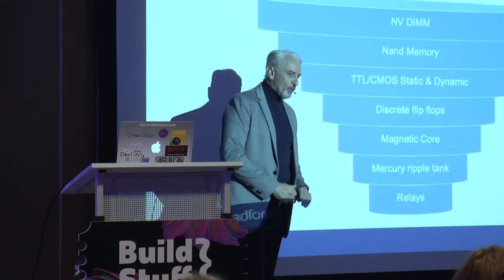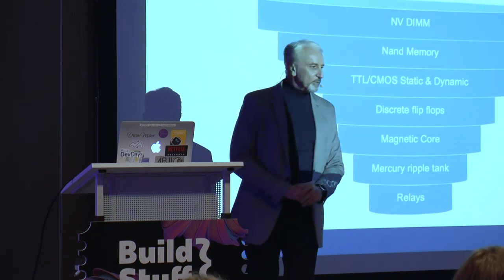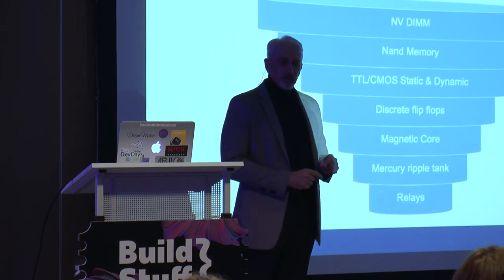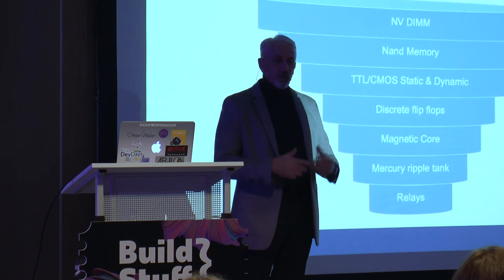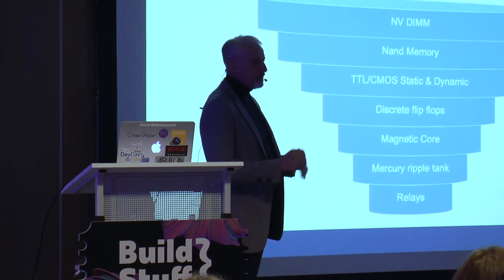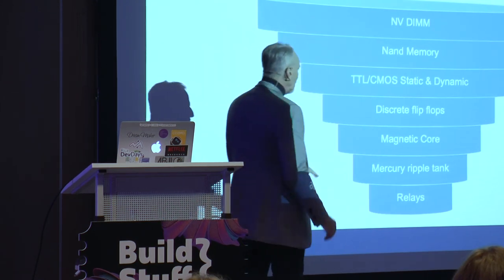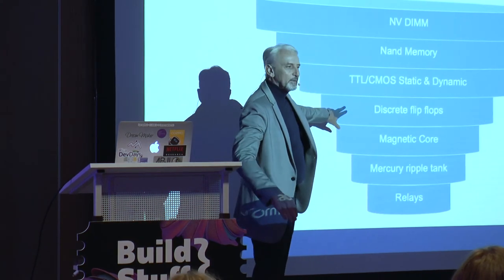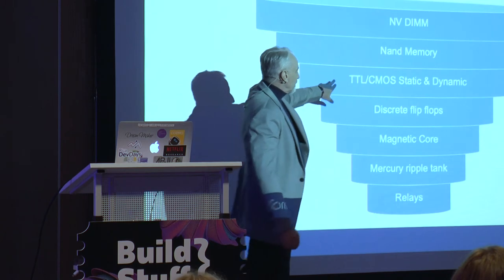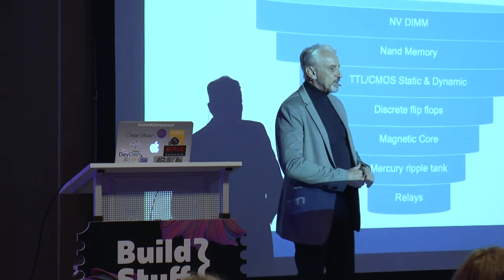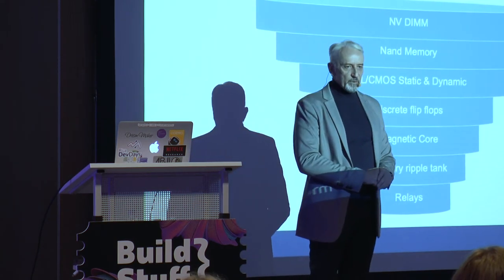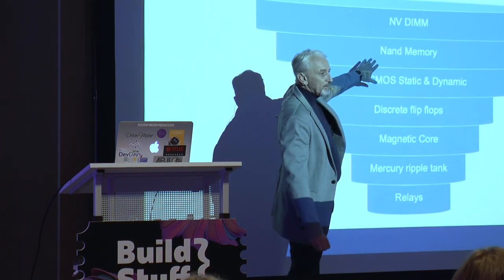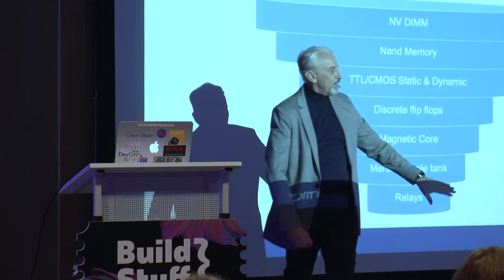Then there was magnetic core invented by Dr. An Wang, which is little tiny torus-shaped magnets with wires running through them. And that was the first memory that was laid out in a matrix. And then we had discrete flip-flops. Everybody knows what a flip-flop is, right? Okay, good. Then we went to TTL and CMOS dynamic and static RAM. In fact, it's very much what we have today. And then we went to NAND memory. Everybody know what NAND memory is?